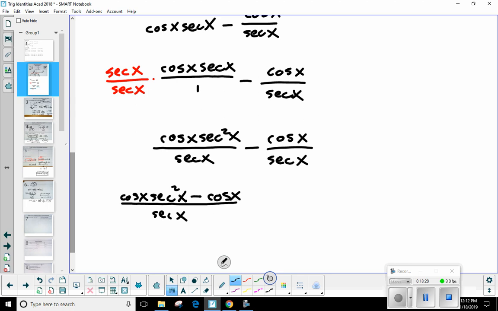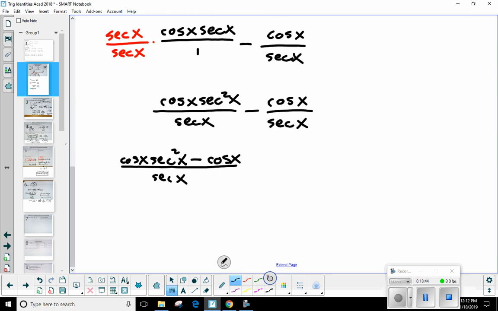Okay. Now what? The cosines cancel? It's not that they cancel. Okay. Can't cancel the secants because, see, that belongs to a group. There is something I can do in the numerator, though. Think about one of the strategies we have, factoring. Hey, what do both numerators have? They both have cosine, right? Okay. There you go, sir.